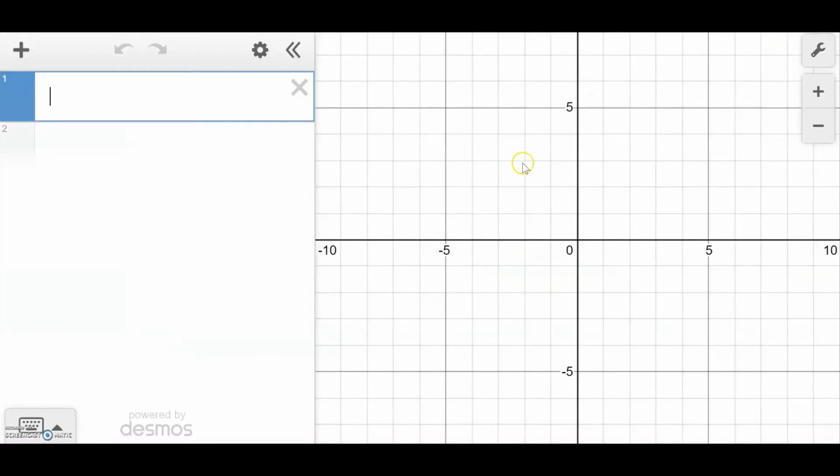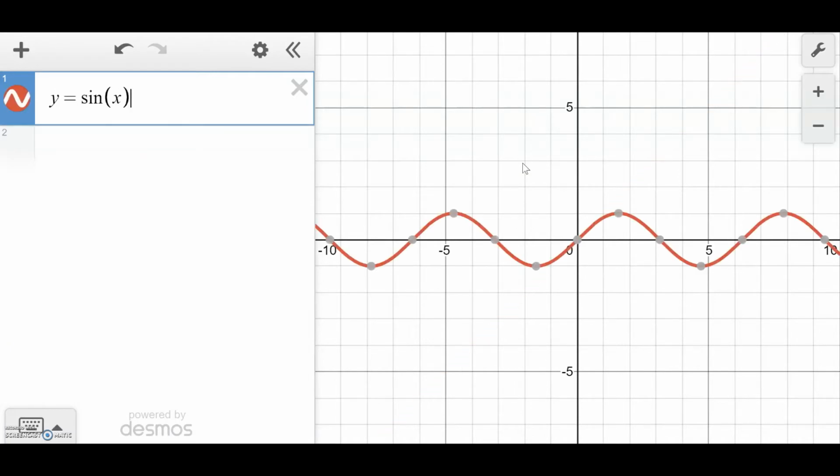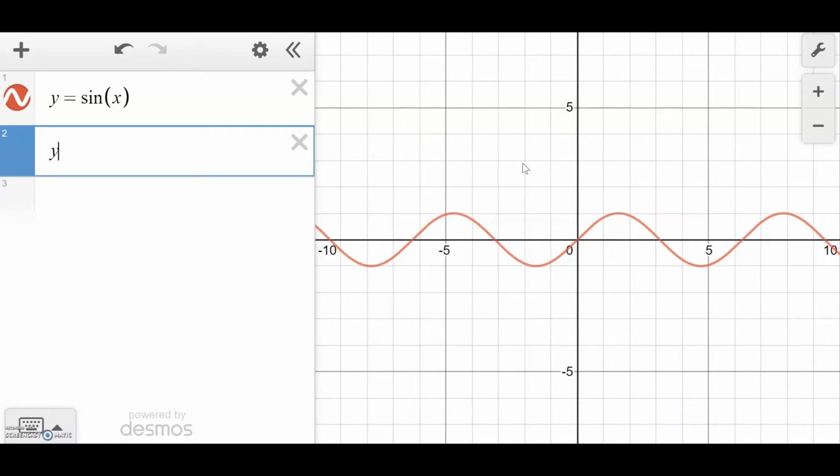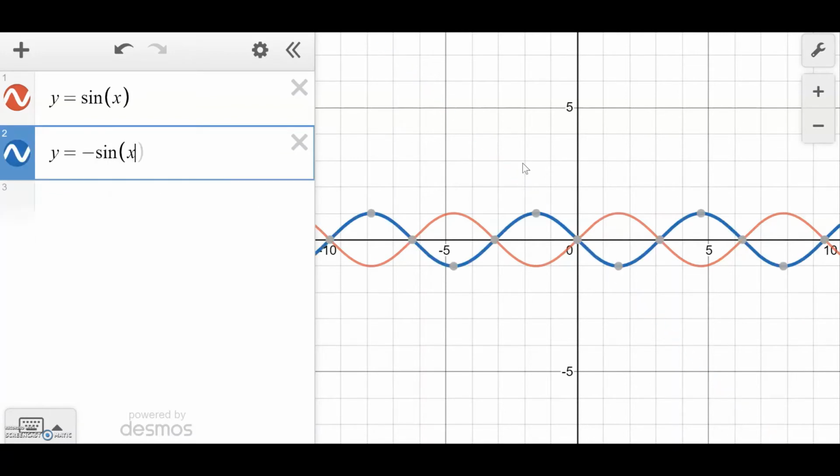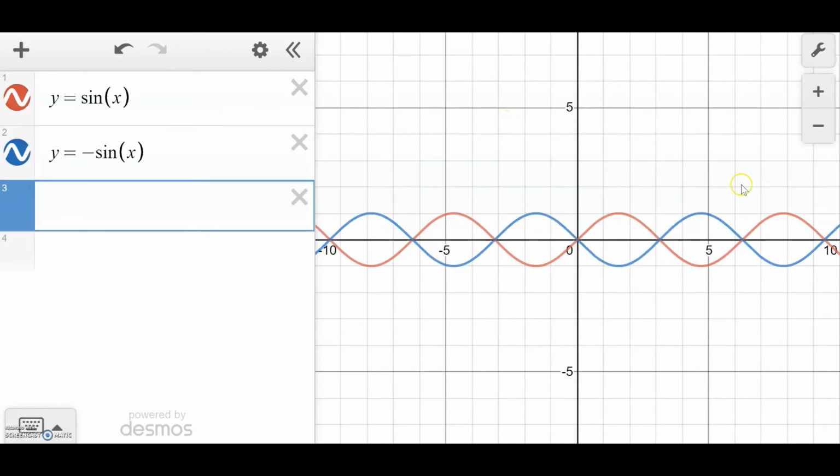Okay, say we want to graph y is equal to negative sine x. First, consider our function y is equal to sine x, so our sort of home curve. We can graph negative sine x by just reflecting it, in this case over the x-axis. So it's a vertical reflection of our original function.